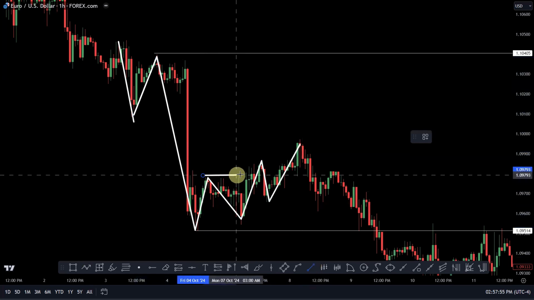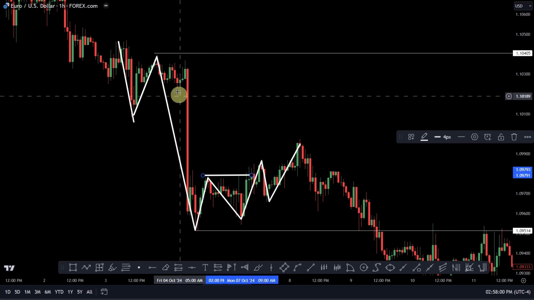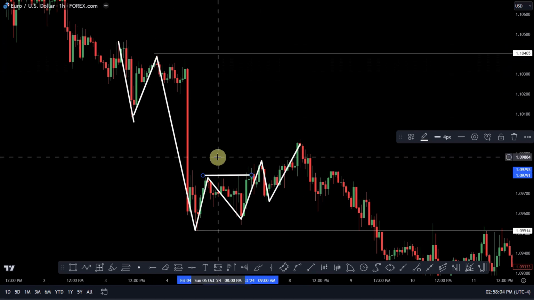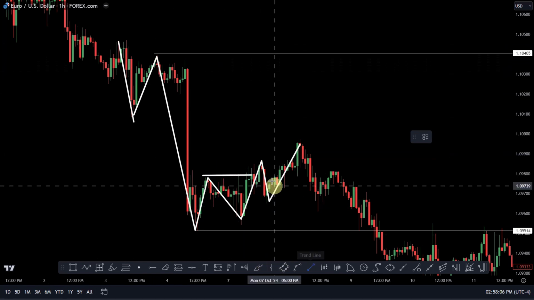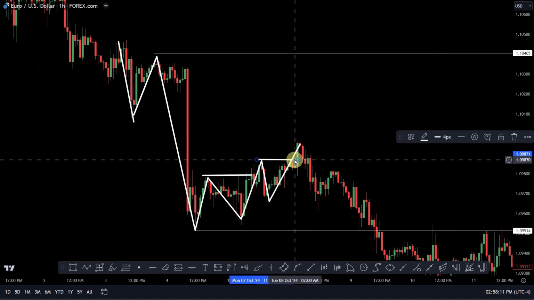Because when the price breaks the highs, that means they are trapping the traders, okay? Because the original direction is basically sell because the market is in a very strong downtrend. But when they break the highs, that means they are trapping more and more buyers there because they need the buyers to open sell positions.